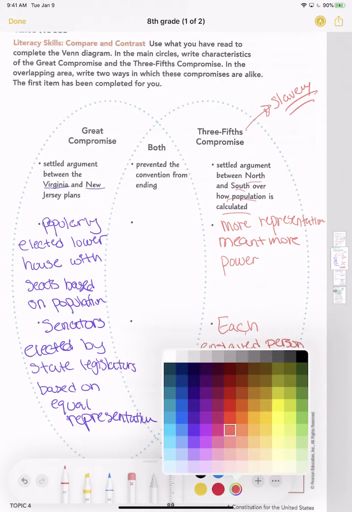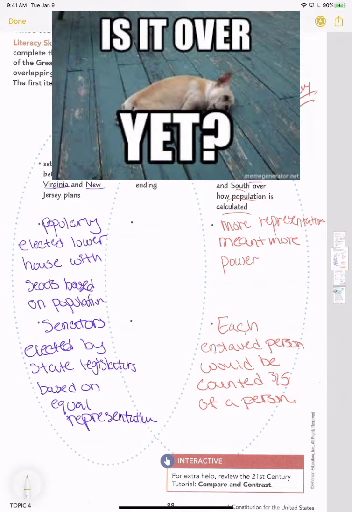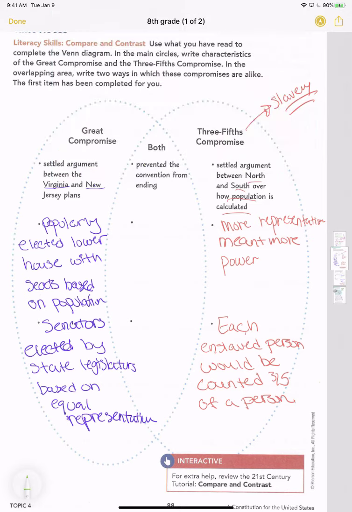So I'm going to switch over to a different color. I'm going to go green this time. All right, so we know both of these compromises prevented the convention from ending, right? Because both of these compromises and issues were so rooted and grounded, and both sides were so passionate about these views, that it just kept the convention going on and on much longer than it had to. And then also, number 2, it settled disagreements between groups of states.